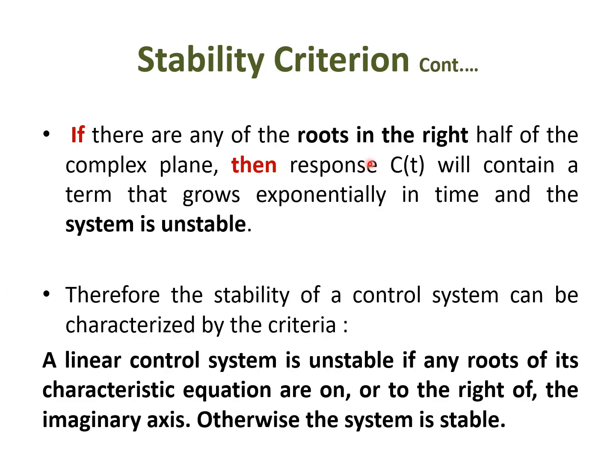The stability criteria is defined as follows: if there are any roots of the characteristic equation on the right half of the complex plane, then the response will contain a term that grows exponentially in time, and that means the system is unstable. Therefore, the criteria for stability of a control system is defined as: a linear control system is unstable if any roots of its characteristic equation are on or to the right of the imaginary axis. Otherwise, the system is stable.